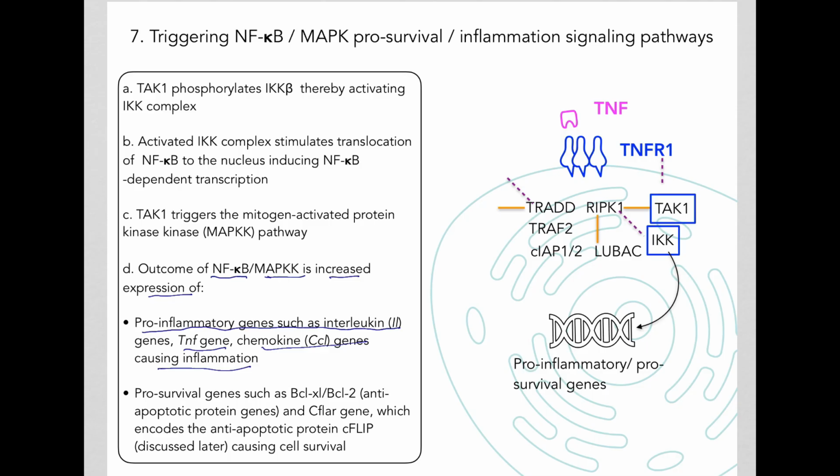inflammation. And there's also increased expression of genes for survival, pro-survival genes such as the anti-apoptotic protein genes, as well as the CFLAR gene, which encodes the protein c-FLIP that can also act as an anti-apoptotic protein under certain circumstances. And we'll talk about c-FLIP later on. So the end result of this is a pro-inflammatory, pro-survival program. So the cell survives and there is inflammation.